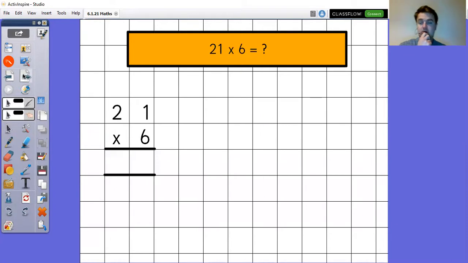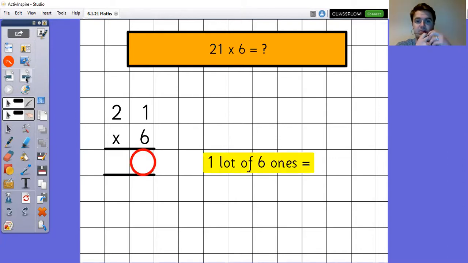So the first one we're going to look at is the classic column method of multiplication. You can see as we lay it out in the same way that we lay out column method of addition, but instead of an add sign, we've got a multiply sign. We've got the ones in the same column. 21's got 1 one. 6 has got 6 ones. 21's got 2 tens. 6 doesn't have any tens, so we can put the multiply symbol in there.